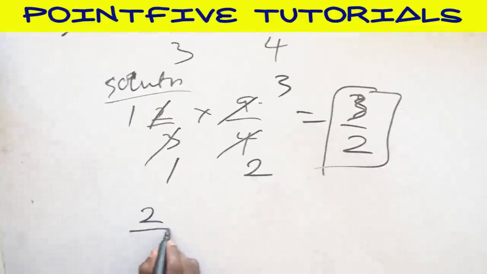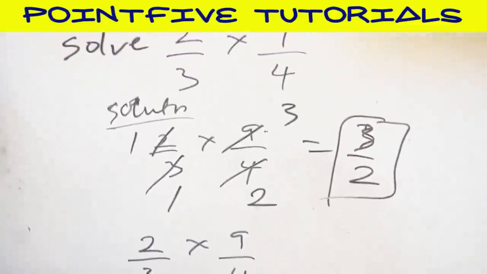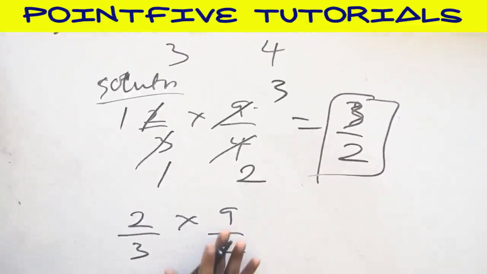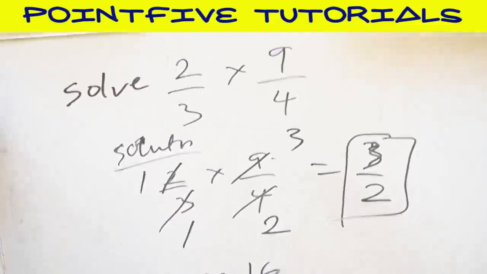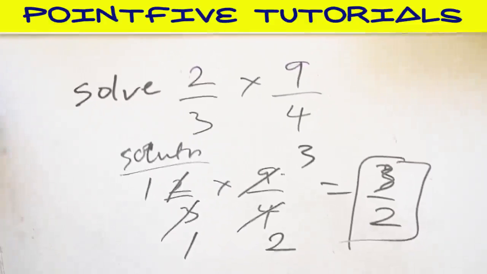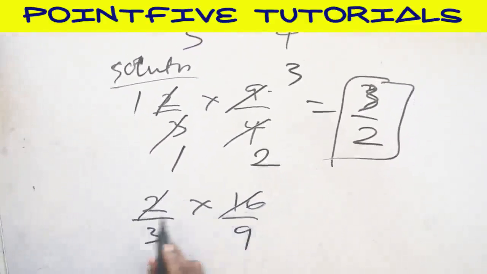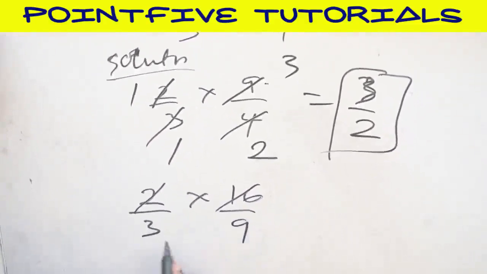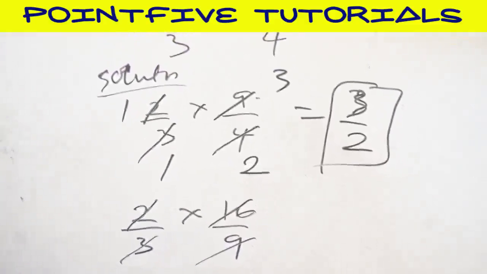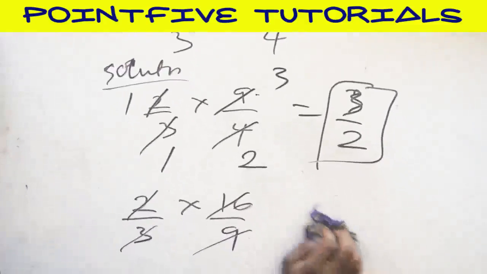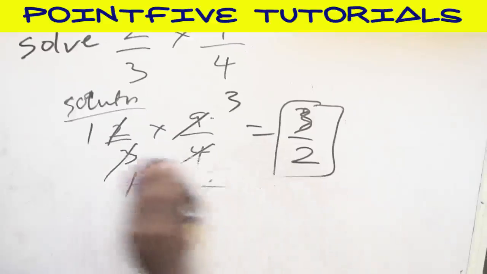Do not use this to divide this when they are of the same level. Do not say 9 can divide this. No. They can only divide when they are opposite to each other. If they are of the same level, they can never divide. So be cautioned.